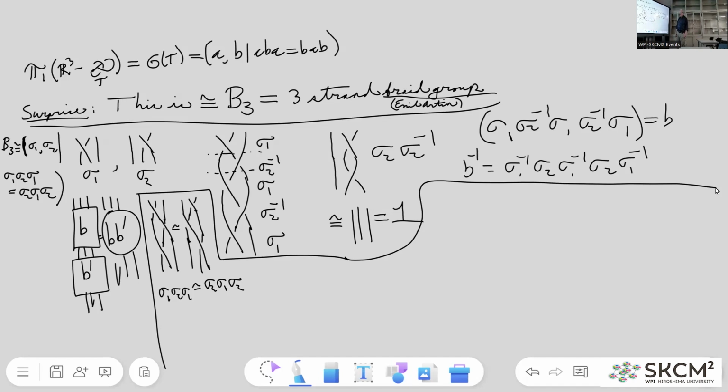So now what about more strands? That's the natural question to ask. Suppose you had the four-strand braid group. Well, then you would have the four-strand identity, and you would have a sigma 1, and you would have a sigma 2, and you would also have a sigma 3.